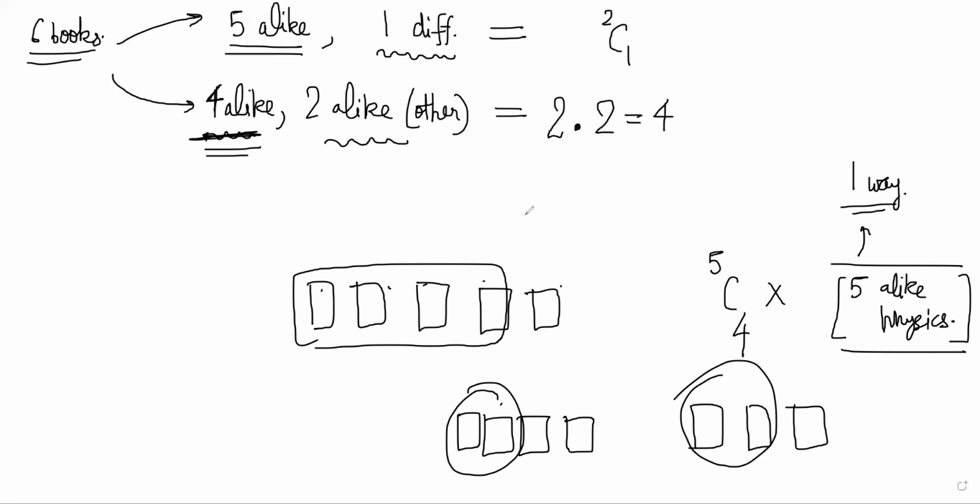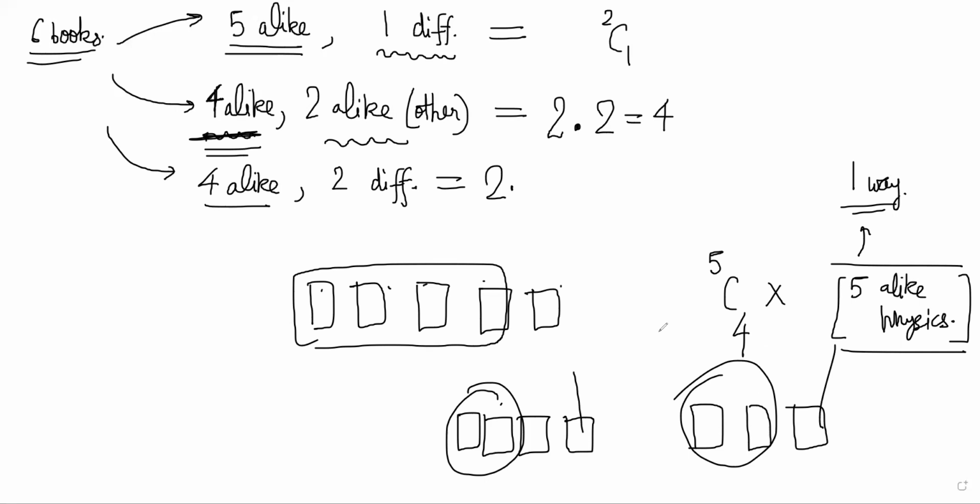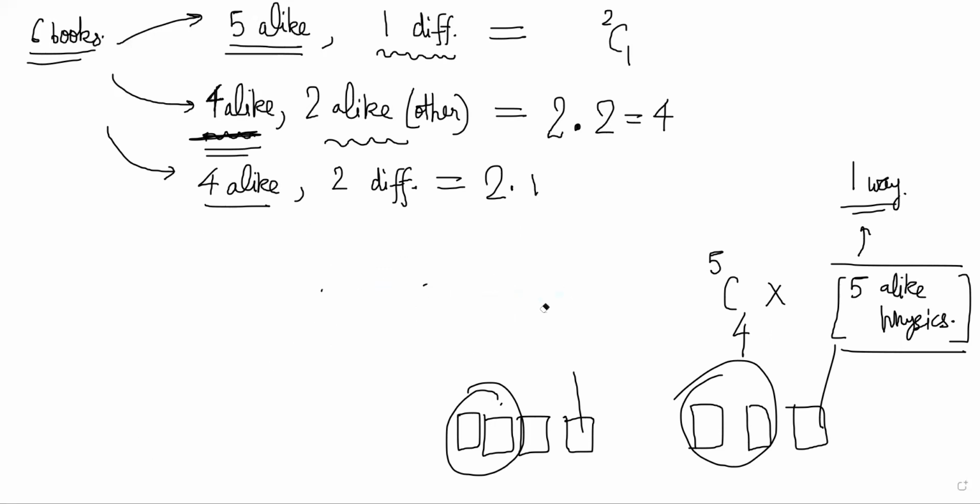So this is 4. Then 4 alike and 2 different could also have been an option. Again, 4 alike can be done in 2 ways, and 2 different can be done in only one way, right? You have to pick one from here and one from here. So 2 into 1. Then what are the other cases?